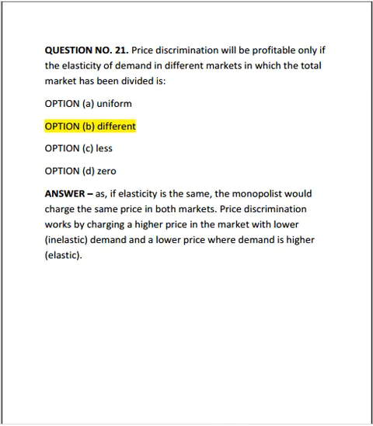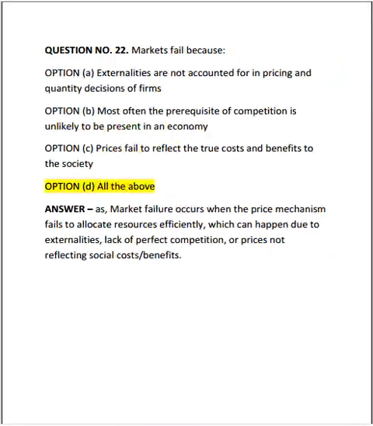Question No. 21. Price discrimination will be profitable only if the elasticity of demand in different markets in which the total market has been divided is. Option A, uniform. Option B, different. Option C, less. Option D, 0. Answer, B, as, if elasticity is the same, the monopolist would charge the same price in both markets. Price discrimination works by charging a higher price in the market with lower, inelastic, demand and a lower price where demand is higher, elastic.